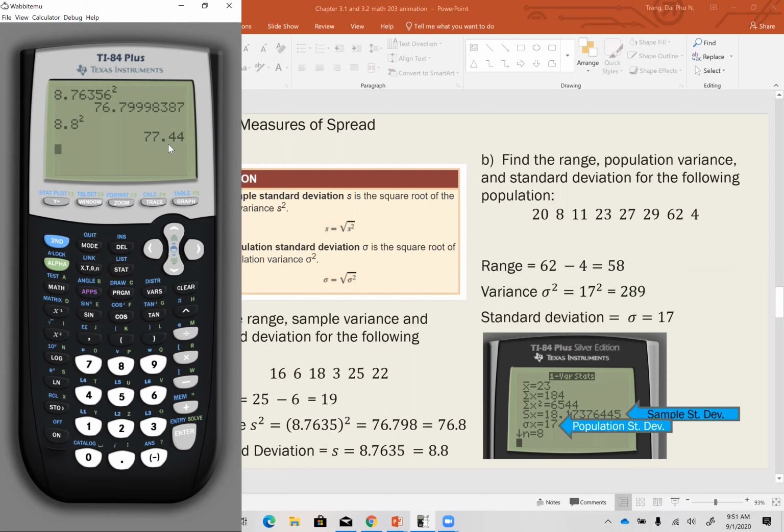But go back to this question, any question in terms of how to find your standard deviation or how to find your variance? Any questions so far?